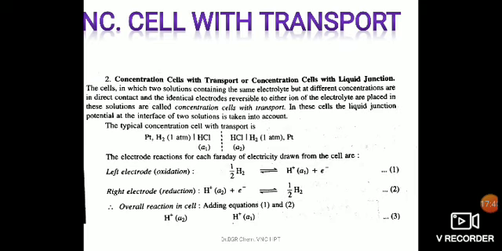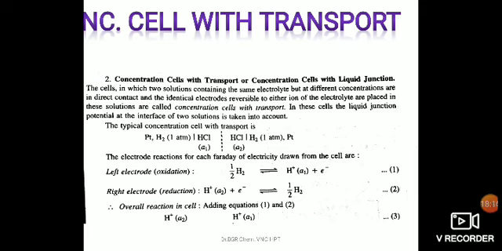The typical concentration cell with transport, we can represent it as platinum, hydrogen, 1 atmosphere, HCl of activity A1. It is in communication with HCl, H2 at 1 atmosphere, platinum. And we can see that this HCl of activity A1 and HCl of activity A2 are in direct contact with each other. There is no salt bridge at all.